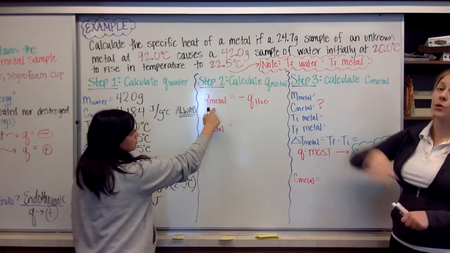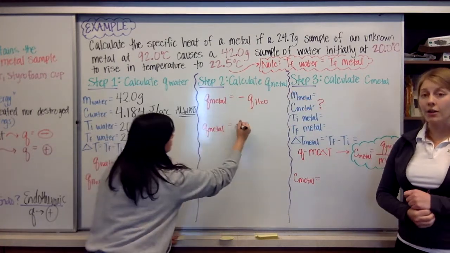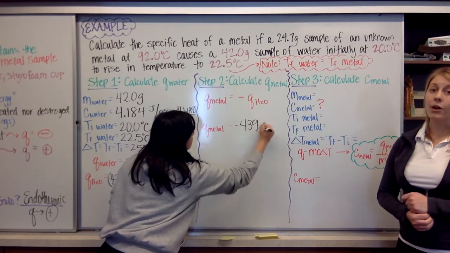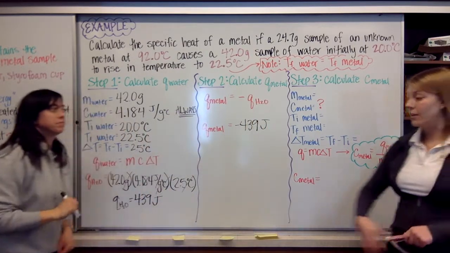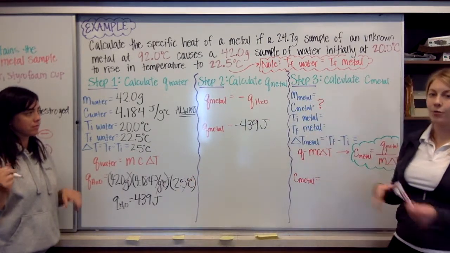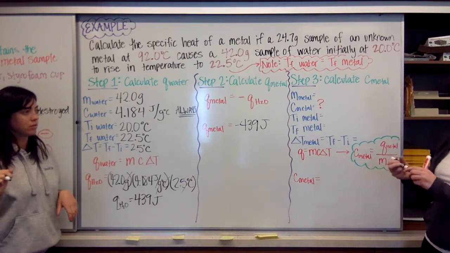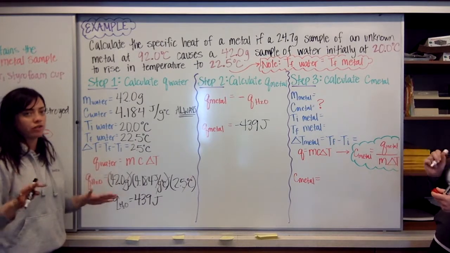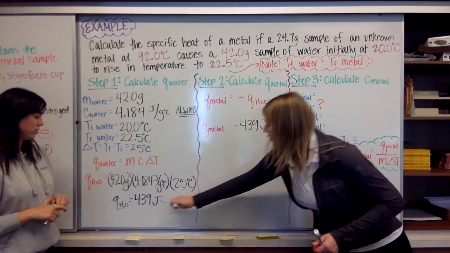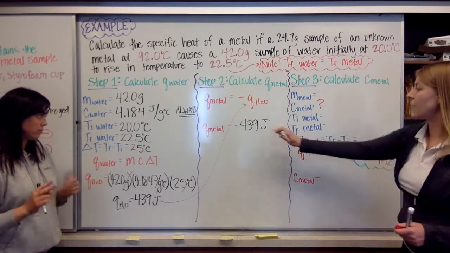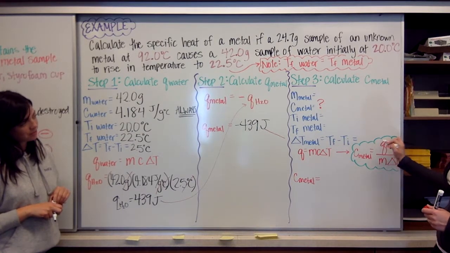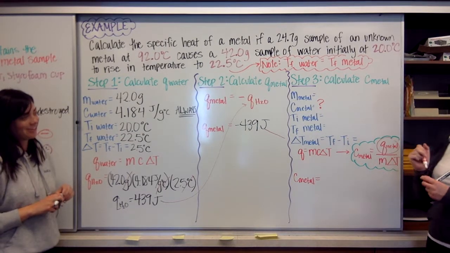We know that Q of metal is equal to negative Q of water. So the Q of metal is just negative 439 joules, okay? Here's our Q of water, negative Q of water, so negative 439. Easy enough, right? Because there's that perfect transfer of energy from our metal to the water. Okay, so all we did here, plugged this in there. Now we're going to take this and plug it in for our Q of metal, right there.